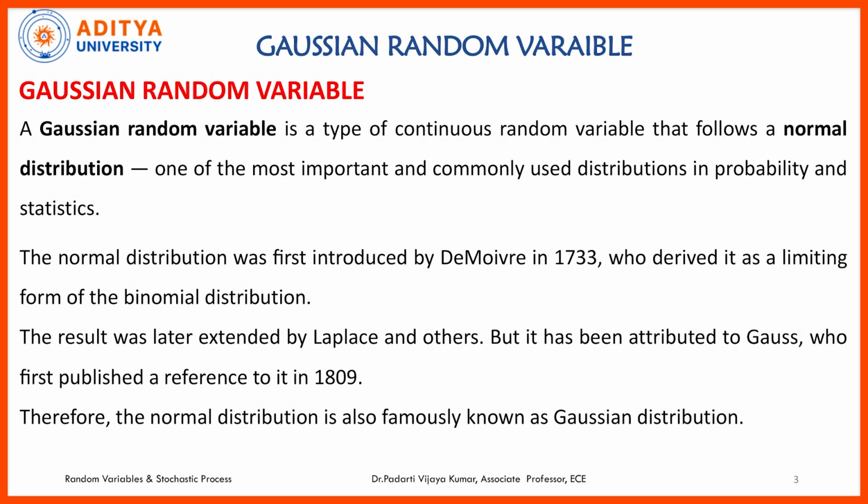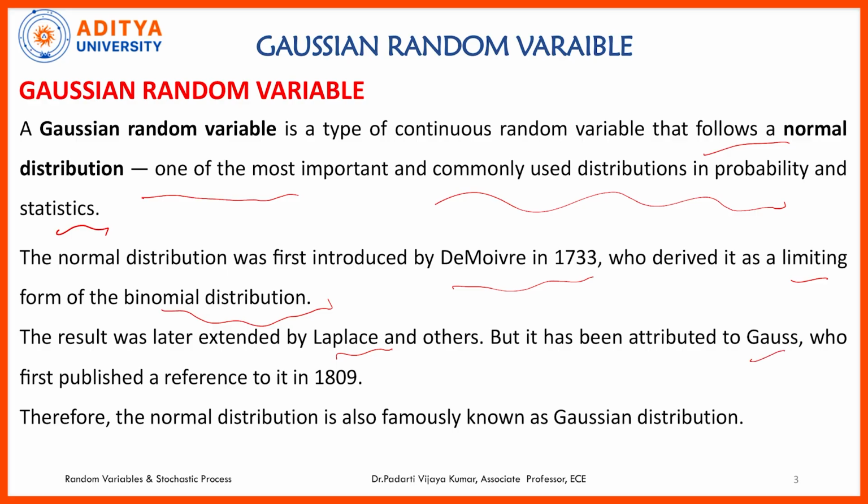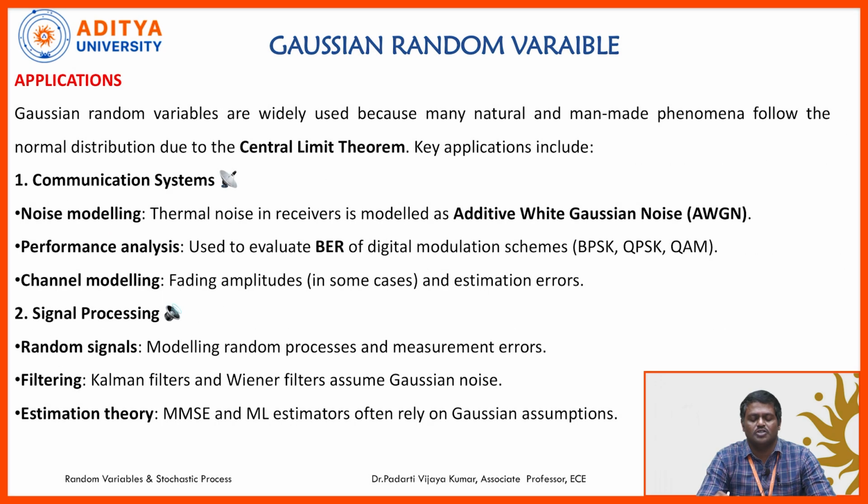So firstly, we will recall what is meant by a Gaussian random variable. A Gaussian random variable is a type of continuous random variable which follows a normal distribution, one of the most commonly used distributions in probability and statistics. This normal distribution was first introduced by De Moivre in 1733, who derived it as a limiting form of the binomial distribution. The result was later extended by Laplace and others, but it has been attributed to Gauss, who first published a reference to it in 1809. So, the normal distribution is famously known as the Gaussian distribution function.